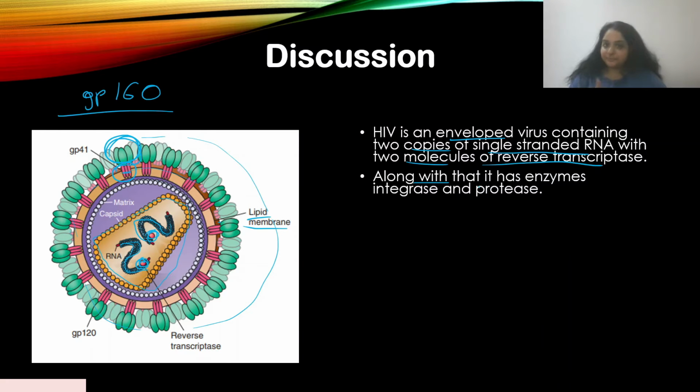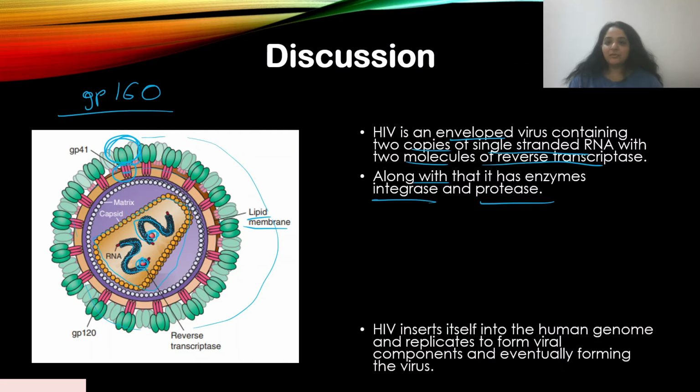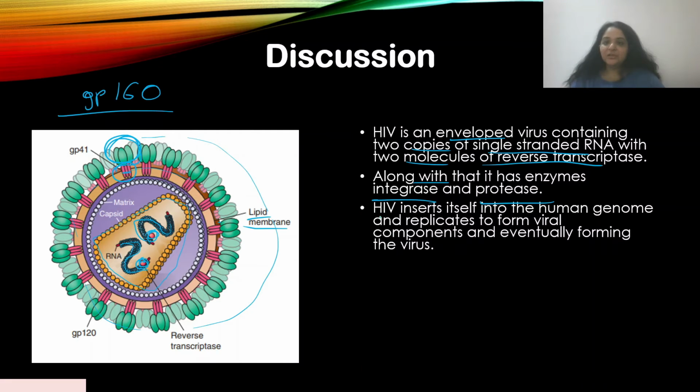Along with that, reverse transcriptase is not the only enzyme present. There are two other enzymes which play a very important role in HIV replication, and that is integrase and protease. Remember that. If they ask you in the exam which two enzymes are present, it's integrase and protease. We'll come to the functions later. Now what happens is when HIV enters, it integrates itself into the human genome.